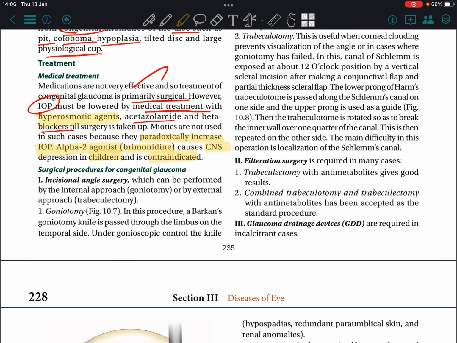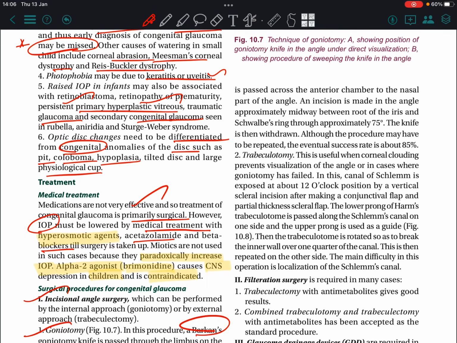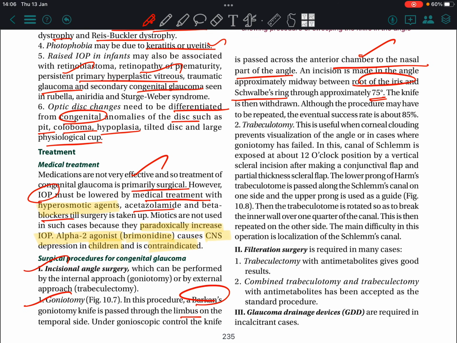Surgical procedures for congenital glaucoma. Incisional angle surgery, goniotomy. In this procedure, a Barkan goniotomy knife is passed through the limbus on the temporal side. Under gonioscopic control, the knife is passed across the anterior chamber to the nasal part of the angle, and an incision is made in the angle approximately midway between the root of the iris and Schwalbe's ring through approximately 75 degrees. The knife is then withdrawn. Although the procedure may have to be repeated, the eventual success rate is about 85%.